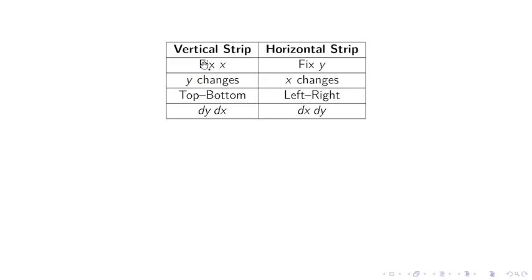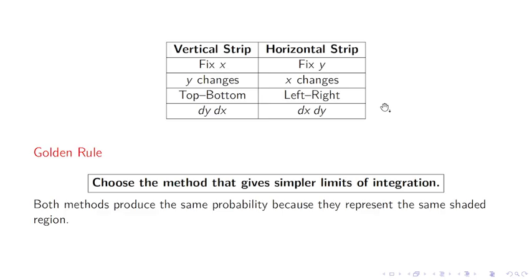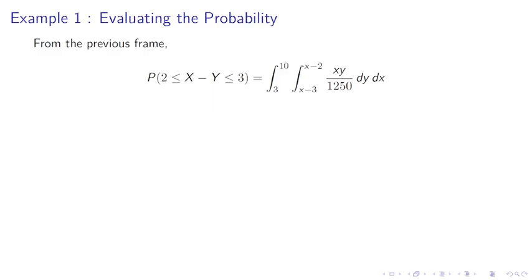The difference between vertical strip and horizontal strip: fix x first, y changes top to bottom, dy dx. Here fix y, x changes left to right, dx dy. Choose the method that gives simpler limits of integration. Both methods produce the same probability because they represent the same shaded region. We evaluate the probability now.